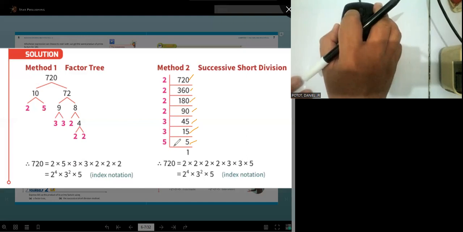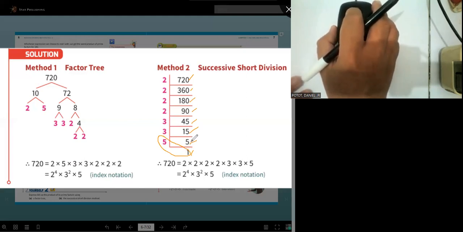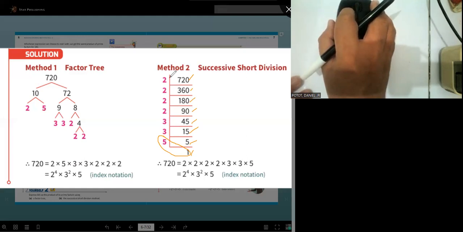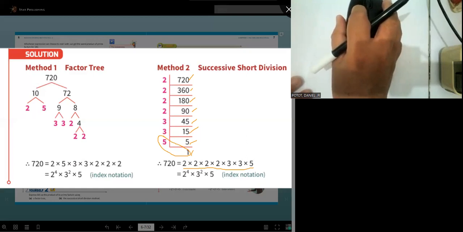Or 5 divided by 5 is 1. You continue until 1 is also okay. But you can stop there also. Either you stop at 5 or you stop at 1. It doesn't matter. Okay, so now the answer is 2 times 2 times 2 times 2 times 3 times 3 times 5. What is that in index notation?